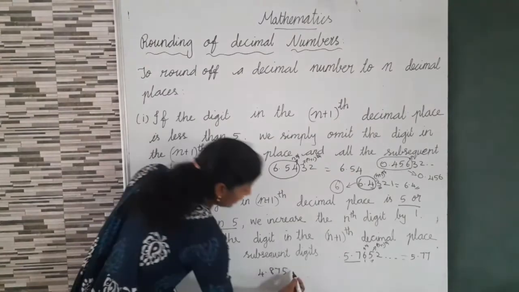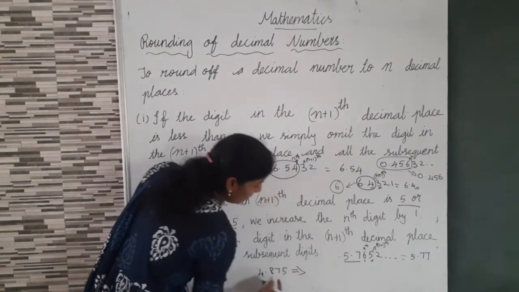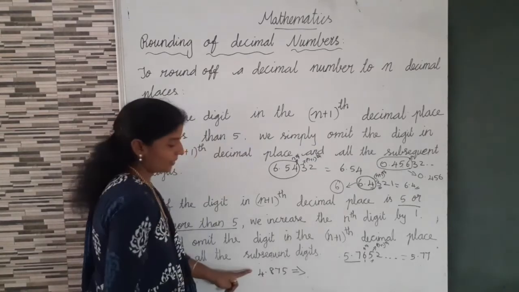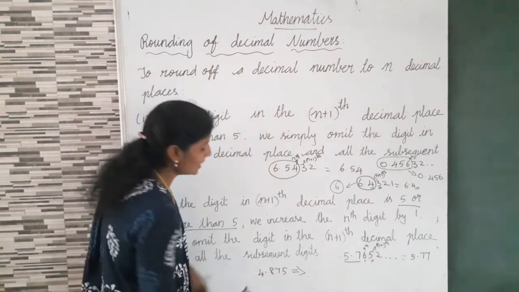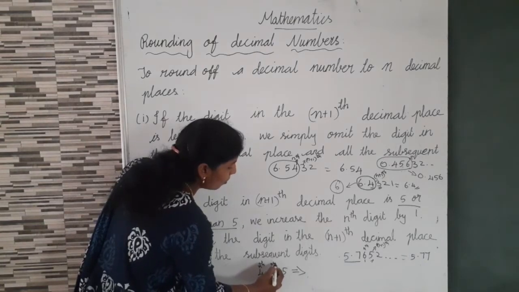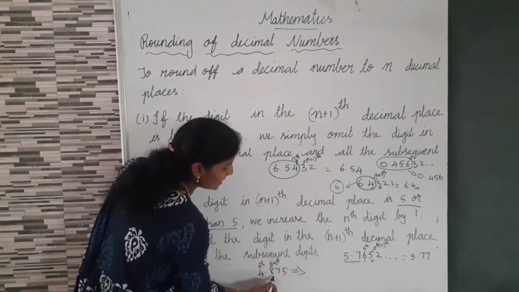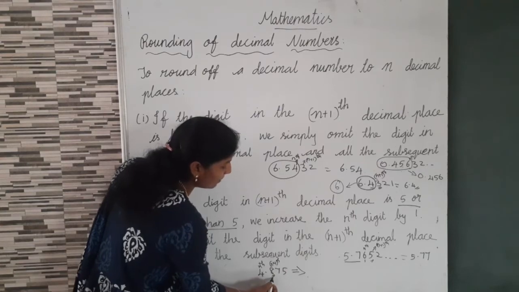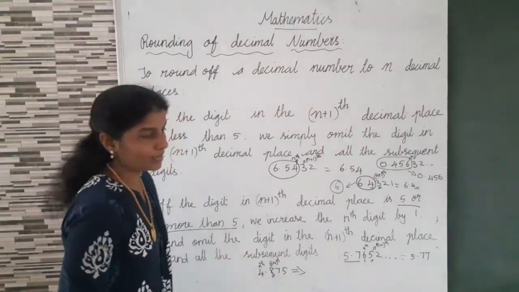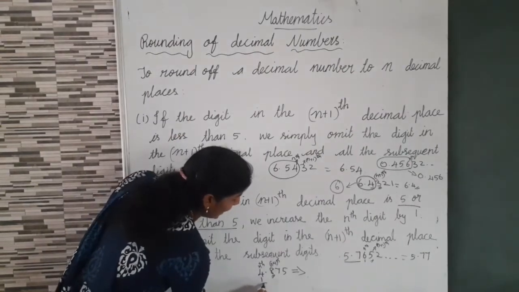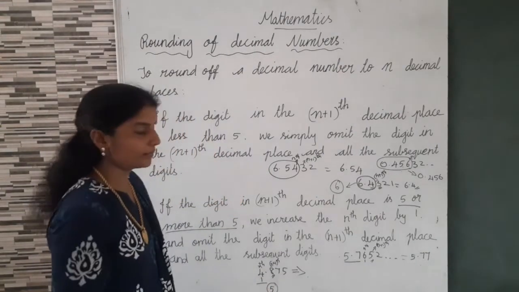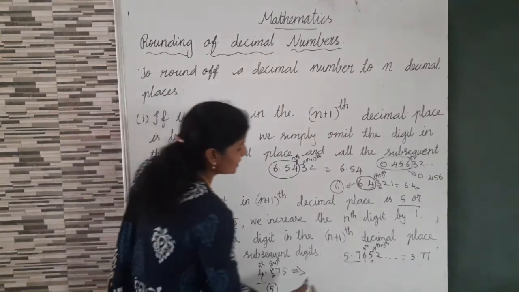How can you write it? We can round this number. Here this is the nth term, we need this term only. This is the n plus 1th term. Now the n plus 1th term is 5 or more than 5, so we add 1 in the nth term. So here we add 1, and the answer is 5. Clear?